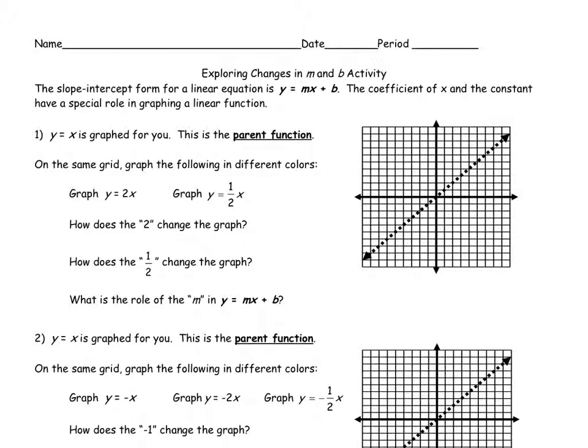Today we're going to start looking at what happens when you change the slope of your line or if you change the y-intercept of your line. So what we're looking at is really what we call families of lines, what the changes will do depending on what you decide to change.